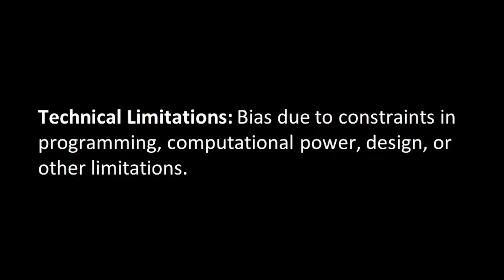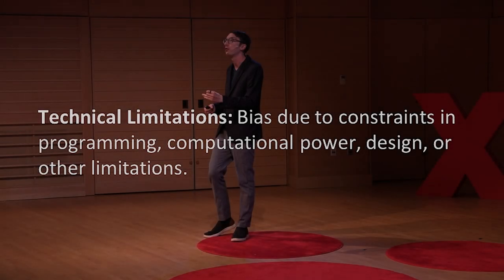But generating less engagement means that the algorithm biases against them, causing them to show up less, causing them to generate less engagement, causing them to show up less, perpetuating a cycle of further marginalization. Finally, we might consider technical limitations, bias that occurs due to constraints on programming, computational power, and design of algorithms.